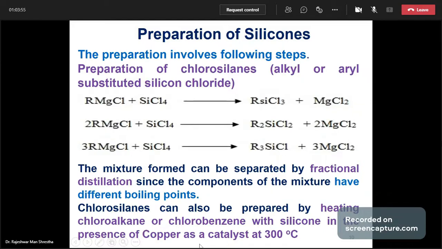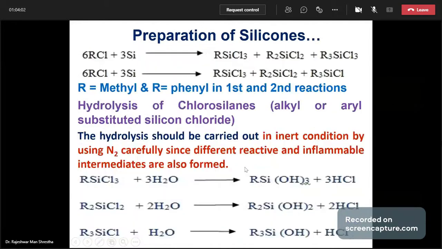At 300 Celsius. We can prepare chlorosilane by another method also. This is one, directly using haloalkane and silicon, and in this case copper is the catalyst. The temperature used should be 300 Celsius. And in this R, the value is methyl in the first reaction and phenyl in the second reaction.